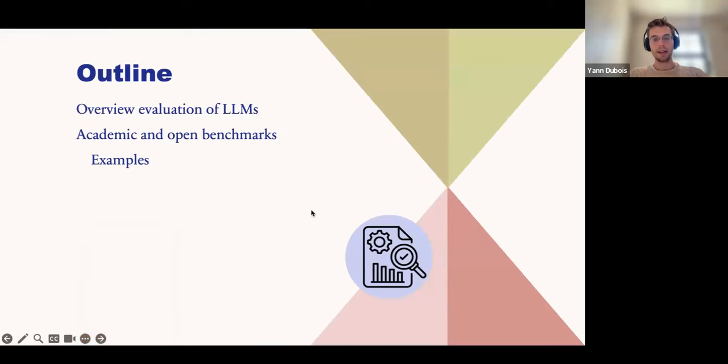Oh, thanks. Great. So now that we saw this overview on evaluation of LMs, I'll talk a little bit about some of the LMs that are open and that people use in the open source community and in the academic community.